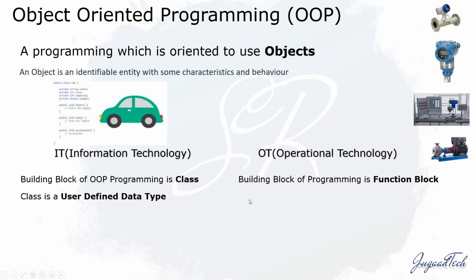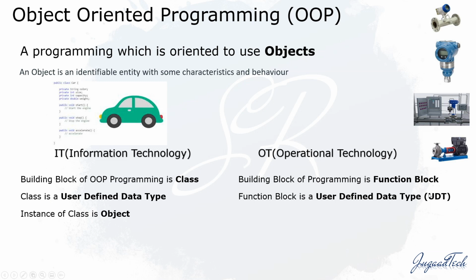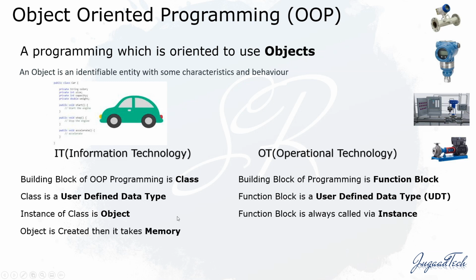Now, what is a class? A class is a user-defined data type. What is a function block? A function block is also a user-defined data type. When we want to use a class, we instantiate it using an object. Function blocks are also always called via an instance. So we create an instance of the function block. That is what we do, correct?